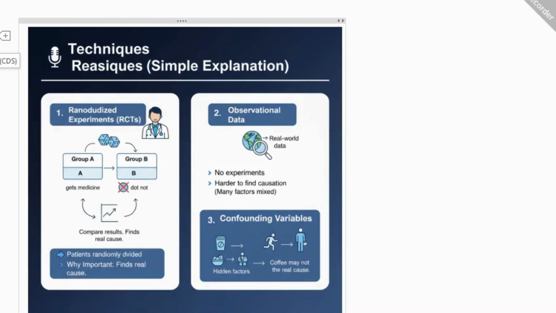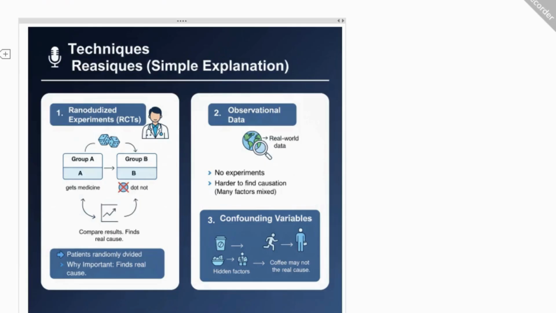The techniques of causal inference: number one is randomized experiments, RCTs. Patients are randomly divided into groups. For example, group A gets medicine and the other group B does not. Then we compare results. Why is this important? This helps find the real cause.